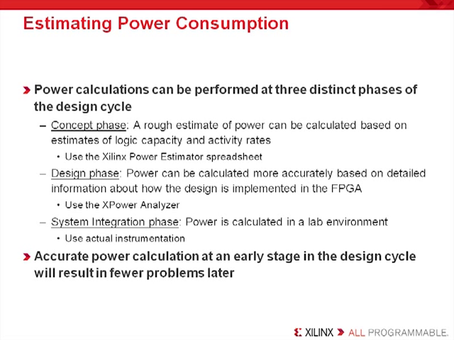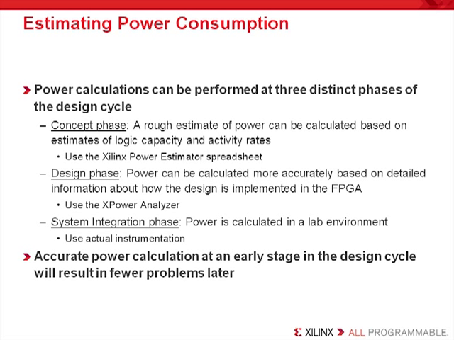Power calculations can be performed at three distinct phases of the design cycle. At the concept phase, a rough estimate of the power can be calculated based on estimates of logic capacity and an estimate of activity rates. This is done with the Xilinx Power Estimator spreadsheet. It can also be done during the design phase. In this case, power can be calculated more accurately based on detailed information about how the design is implemented in the FPGA. And this is, of course, done because the design has been coded, synthesized, and even completely placed and routed or implemented with the ISE tools.